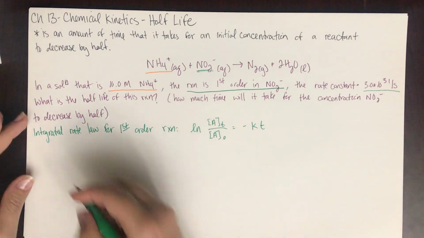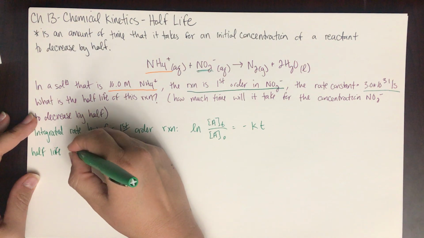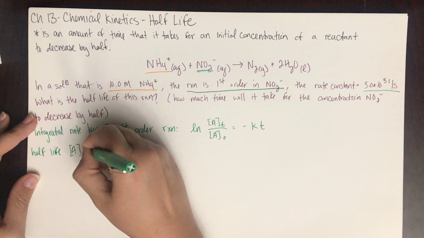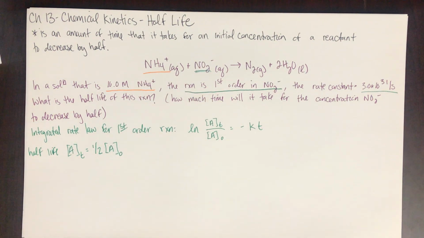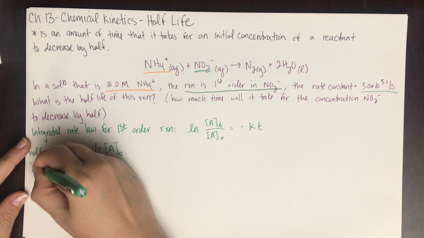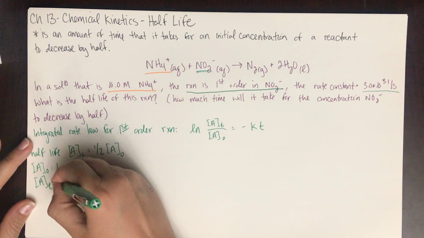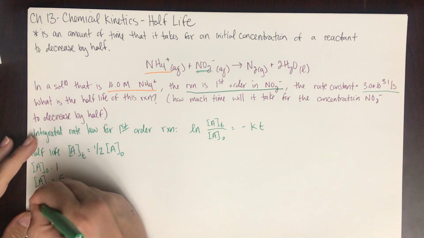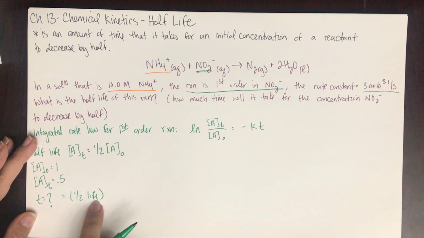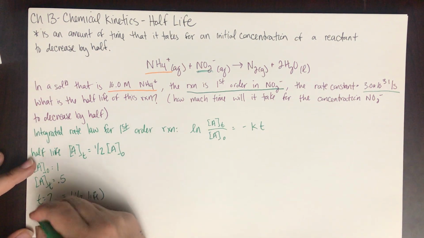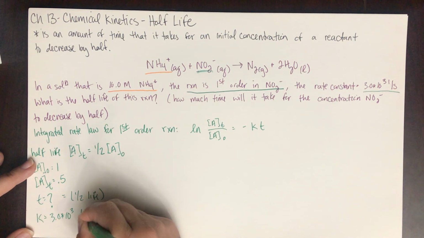So again, because this is the half-life, that means the concentration of A at some time is going to be 1/2 of whatever the initial concentration was. So I'm just going to say that the initial concentration is 1, and then the concentration at some time is 0.5. And then I'm going to solve for t. The time is the half-life.